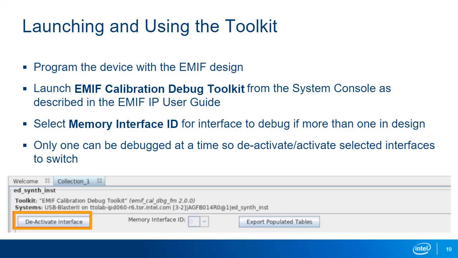Once the toolkit is started, select the appropriate memory interface ID based on the CalBus interface connections to the calibration IP, as discussed earlier. Only one interface can be debugged at a time, so click Deactivate Interface, select a different ID, then click Activate Interface to switch to debugging a different EMIF. Clicking Export Populated Tables writes out .csv files for the data tables available in the Toolkit's tabs, discussed next.